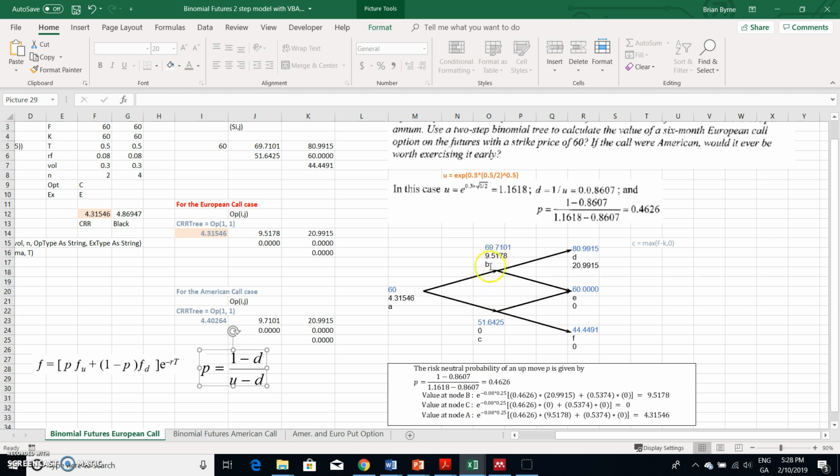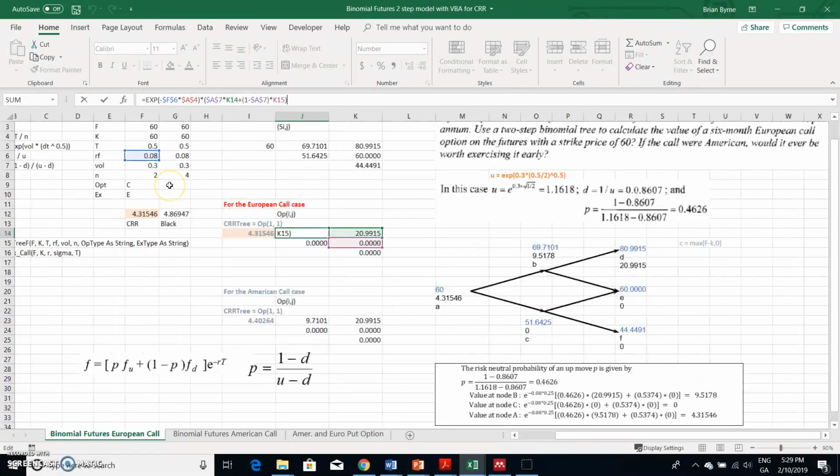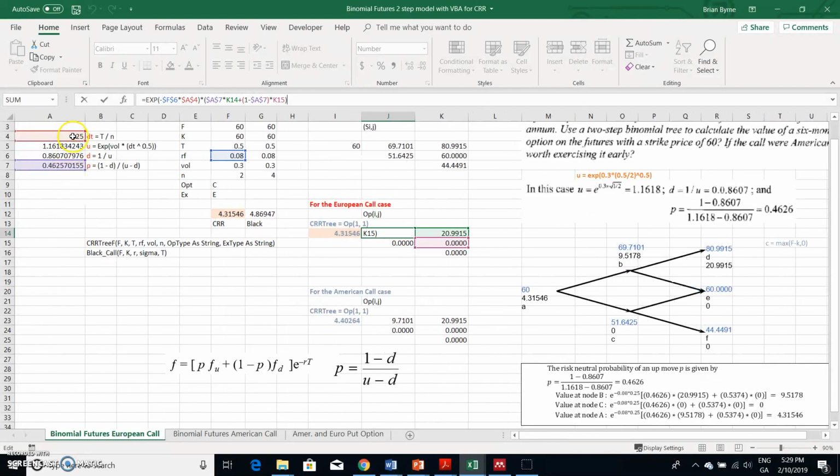To estimate that, I take P and multiply it by this value. So P, which is this 0.46, gets multiplied by 20.99, and 1 minus P by 0, and that produces this value here. To see how I obtained that value, this cell is equal to e to the negative R times T. The T is the time step, which we have over here, A4.